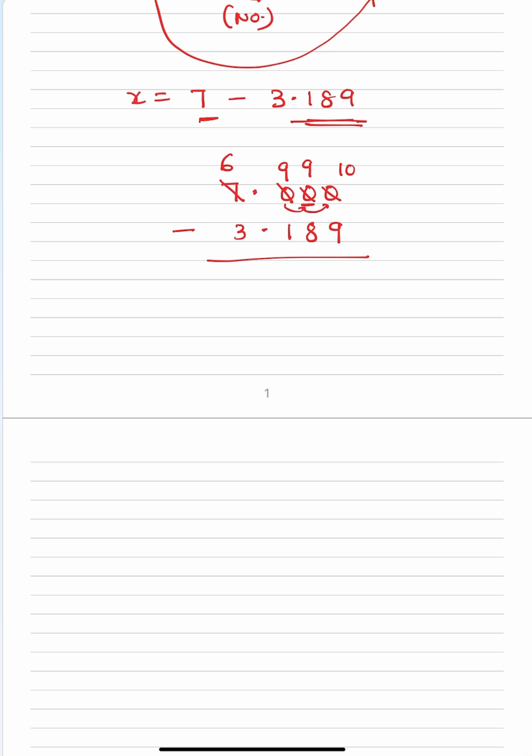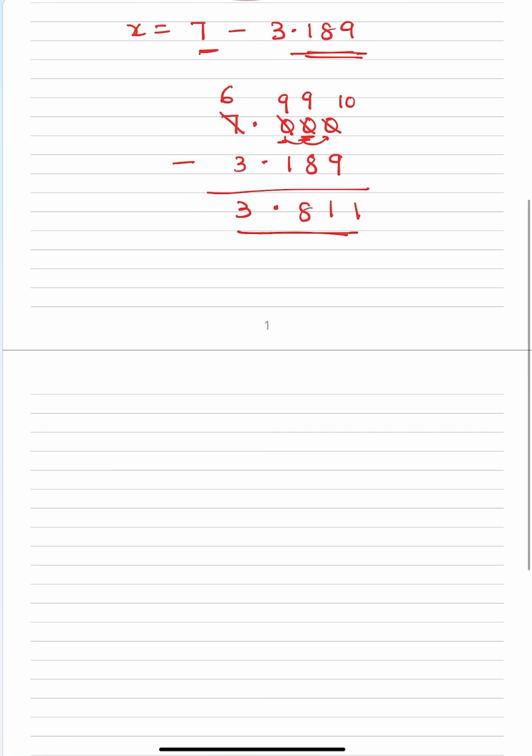So 10 will become 9 here. Again 10 will become 9 here and this will become 10. So 10 minus 9 is 1. 9 minus 8 is 1. 9 minus 1 is 8. Okay, so 811 and a decimal point and 3. So this is the number. So the answer is 3.811.